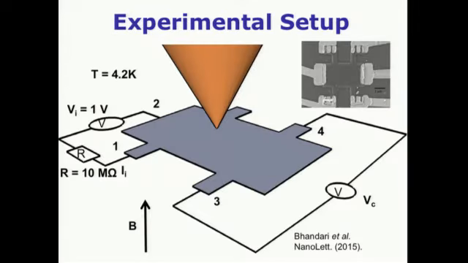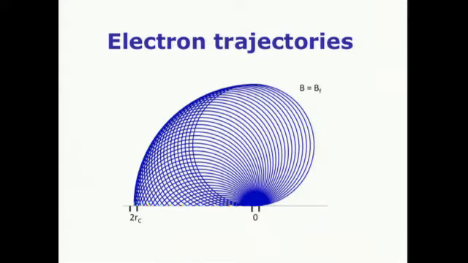So what happens to these electrons when you apply a magnetic field? Electrons move in circles. They have cyclotron orbits. So here in this figure, you have electrons injected from the origin, and these electrons get focused at twice the cyclotron radius. If you have two point contacts spaced apart at twice the cyclotron radius, you will see a peak in conductance. If you assume that this is the source and this is the drain, you will have a peak of conductance at the drain at the magnetic focusing field.